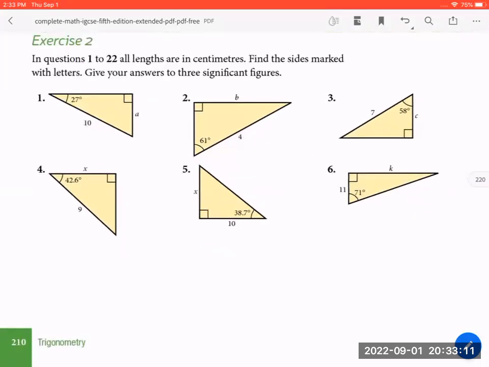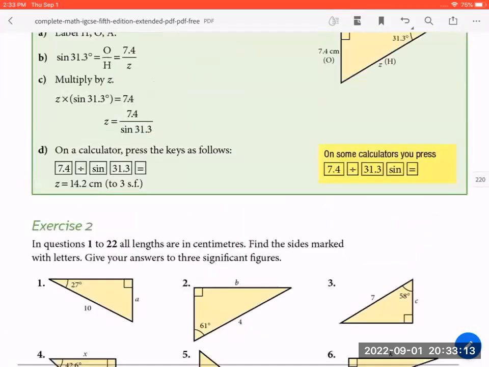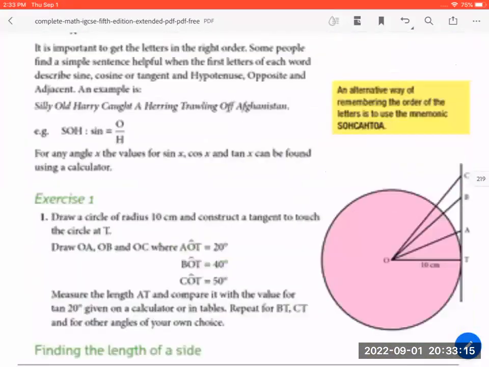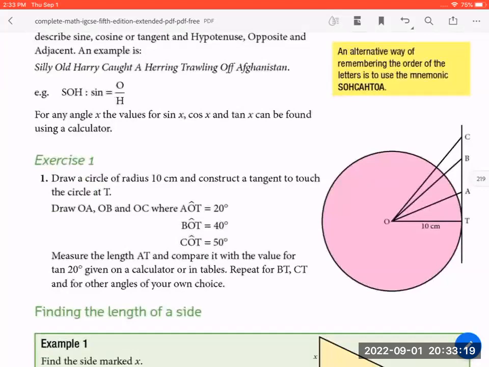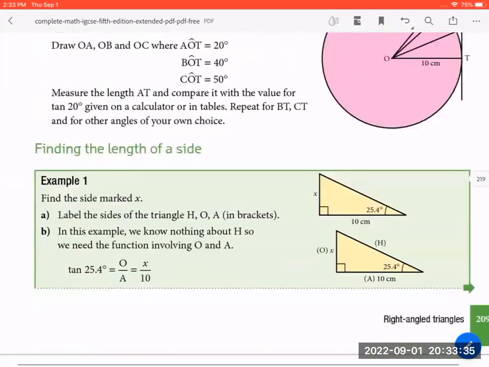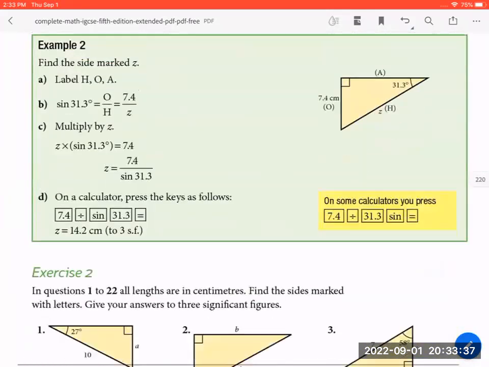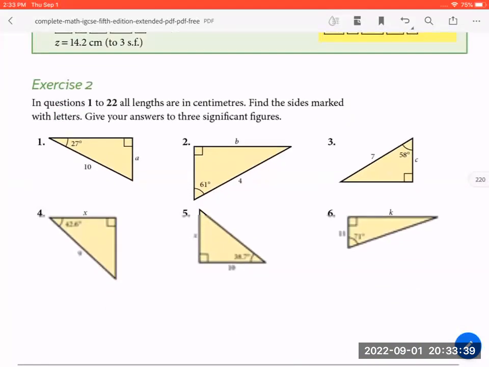Where was exercise 1? This one. It's an easy one. There is no need to solve it; you just compare which one is the adjacent, which one is the hypotenuse, and which one is the opposite for each of these triangles. So there is no need for exercise 1. We just go to exercise 2.